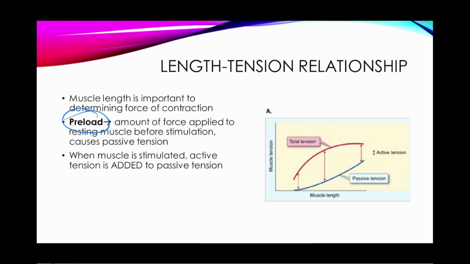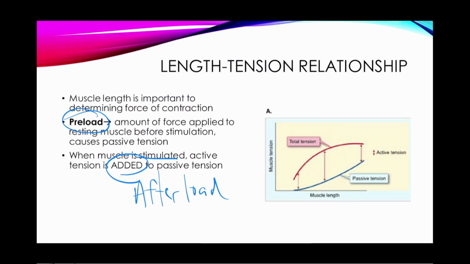What is the weight before any tension is applied? So if you have a barbell or a dumbbell on your arm and its weight is resting at your waist right here, the tension that is on your arm is the preload. You haven't moved it yet, but it's preloading the muscle. That's the weight that's there. When muscle is stimulated, active tension is added to passive tension. And in the heart, we call that afterload.